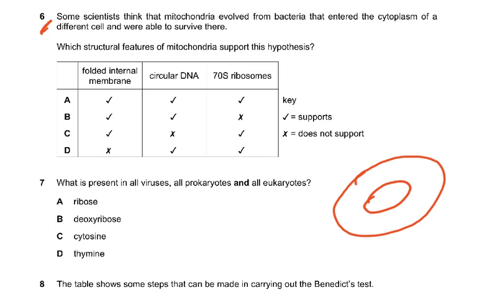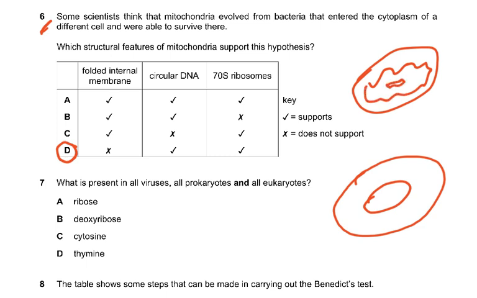Why? Because you see mitochondria contain circular DNA and 70S ribosome. But the folded internal membrane, bacteria does not have any folded internal membrane. So please remember that. So that is why the answer to question 6 is D. The folded internal membrane did not come from the bacteria. The outer membrane of the mitochondria is this, and the inner membrane is this, and it contains DNA and 70S ribosomes. So DNA and 70S ribosomes also are present in bacteria. So that is why the answer is D.